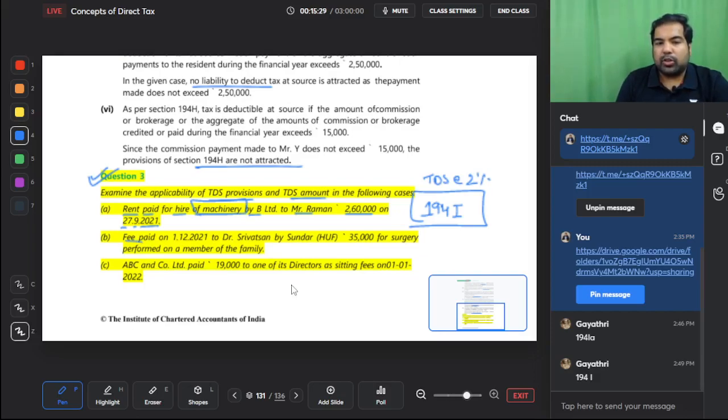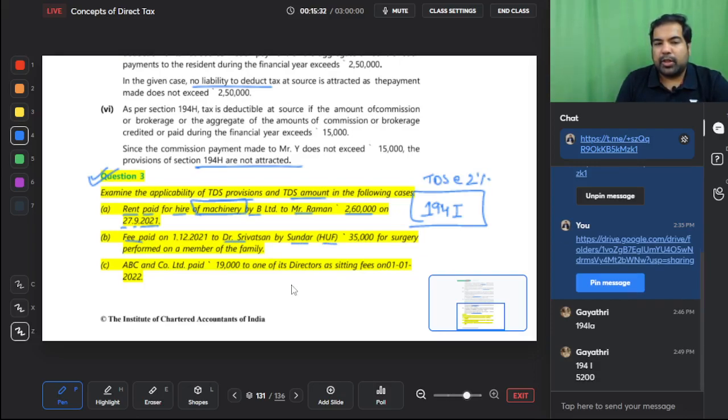Fee paid to Dr. Srinivasan by Sundar HUF 35,000 for surgery performed by a member of the family. On a member of the family. Guys, this is 194J. Because doctor is a professional, you are paying more than 30,000 rupees, but this is a personal purpose and hence there will be no TDS.